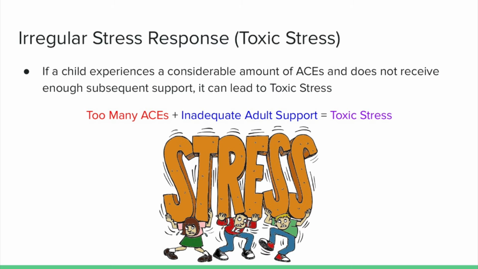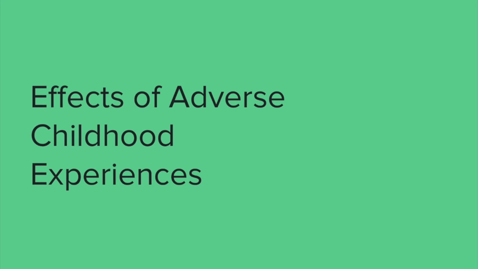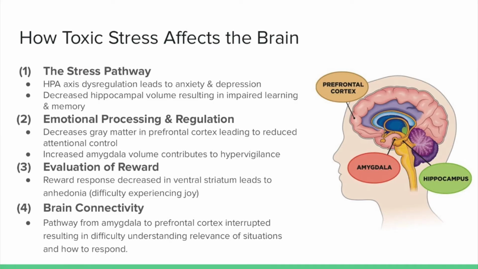Despite the experience of stress being normal, too much stress can have dramatic impacts. If a child experiences a considerable amount of ACEs and does not have enough subsequent support from an adult, the child may develop toxic stress. How toxic stress affects the brain. The toxic stress associated with adverse childhood experiences poses a significant issue for the brain's development and functioning. Toxic stress can greatly affect the crucial systems of the brain in the following ways.